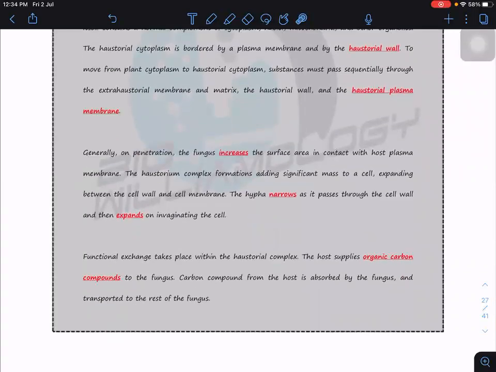Okay, in contact with the host plasma membrane. So haustorium complex formation adds a significant mass to the cell, expanding between the cell wall and the cell membrane. The hyphae also narrow as they pass through the cell wall and then expand on the invaginating cells. So what they do is, the host supplies the organic carbon compound for the fungus, because fungi are heterotrophic.